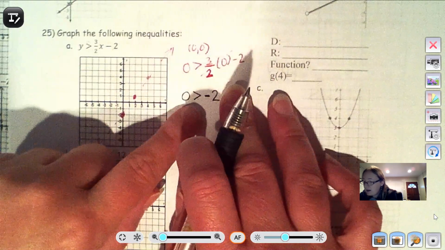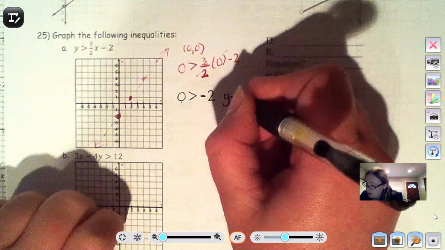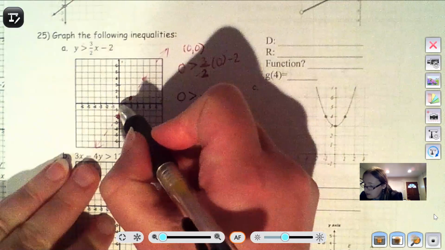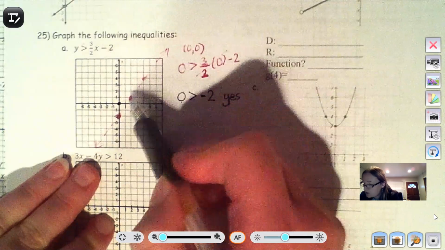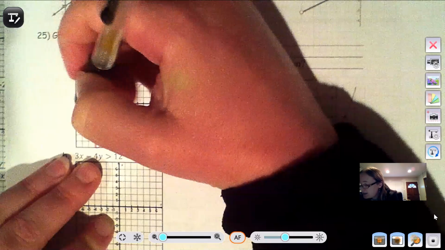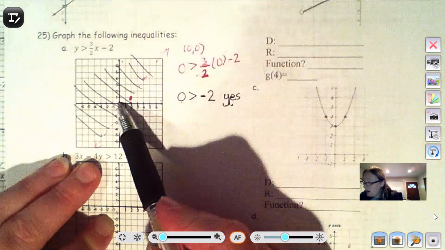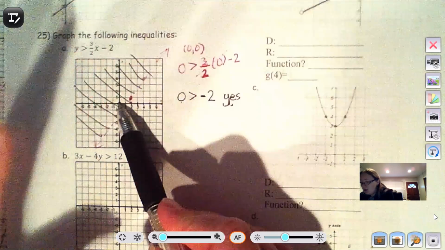Is 0 greater than a negative? Yes. And so because this test point 0, 0 was true, it means that is a solution. So I'm going to shade that side. If it was a no, then it would not have been a solution, and I would have shaded the other side.